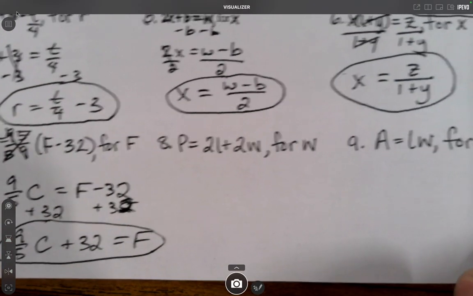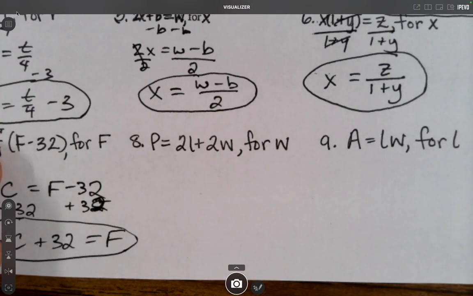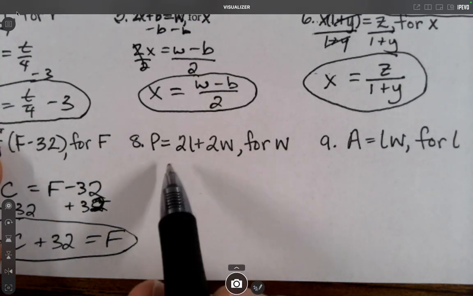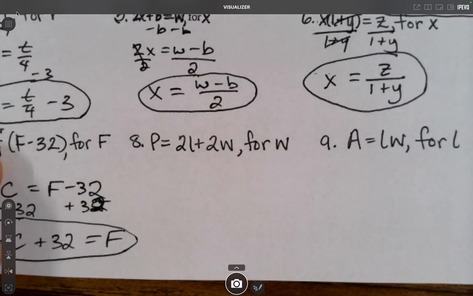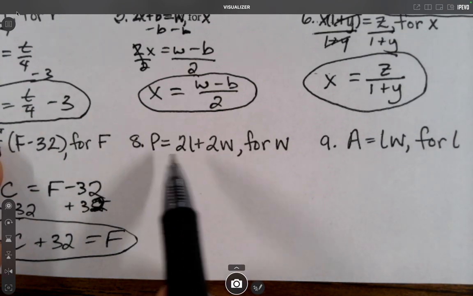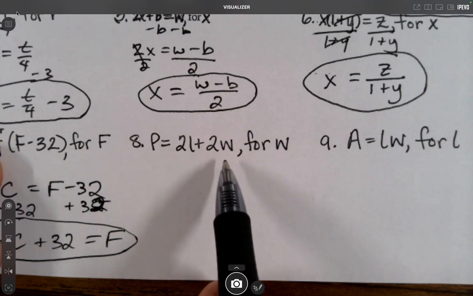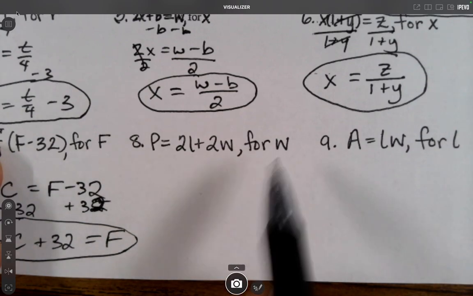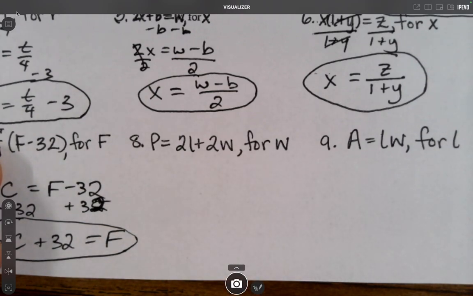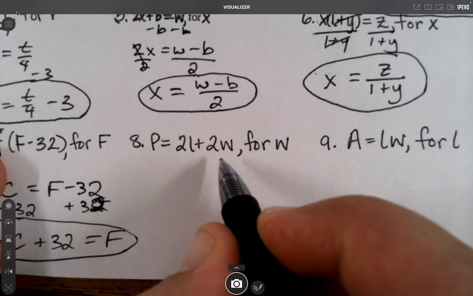Number 8 is similar. We're looking at the perimeter of a rectangle. And if you have the two dimensions of the length and the width, this is a great way to find the perimeter, as you've done for a long time. But there may be times where they tell you the perimeter and the length and ask you to find the width. So if that happens, having W by itself will make things work a lot more quickly. So we want W by itself.